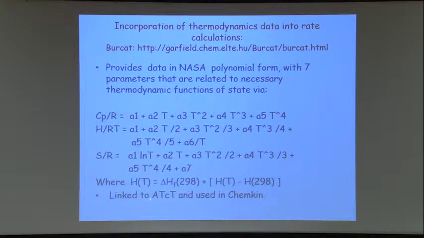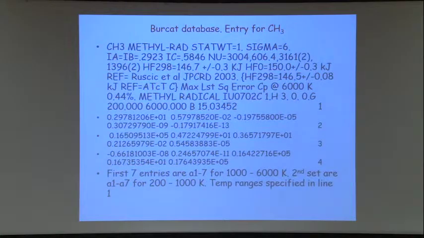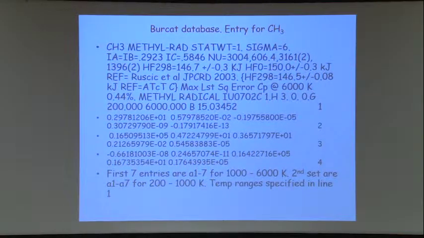And it's linked to ATcT, and it's used in ChemKin. So these are the data for methyl, so you can see these parameters. The first 7 entries are for 1,000 to 6,000 K, and the second set are for 200 to 1,000 K. So you can cover the whole range from 200 to 6,000 K using these parameterizations here for those 3 thermodynamic quantities.